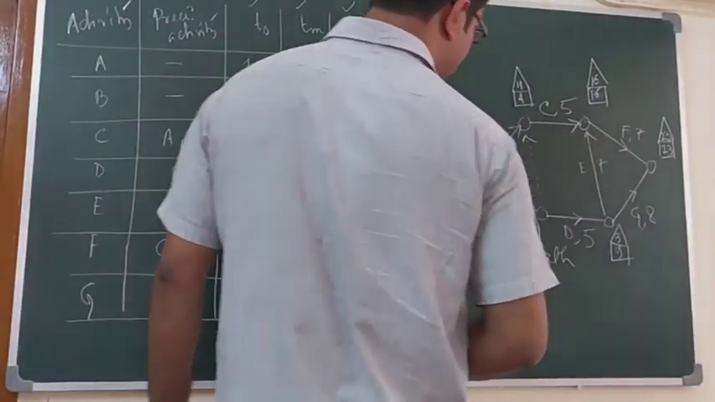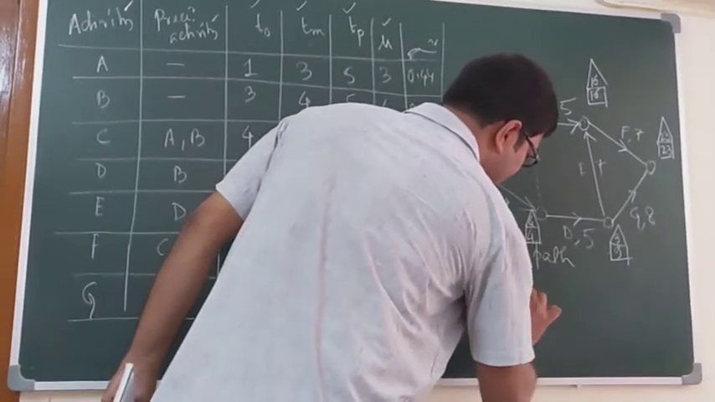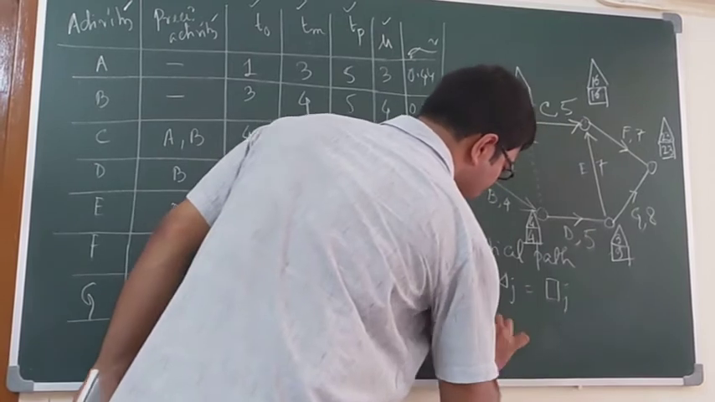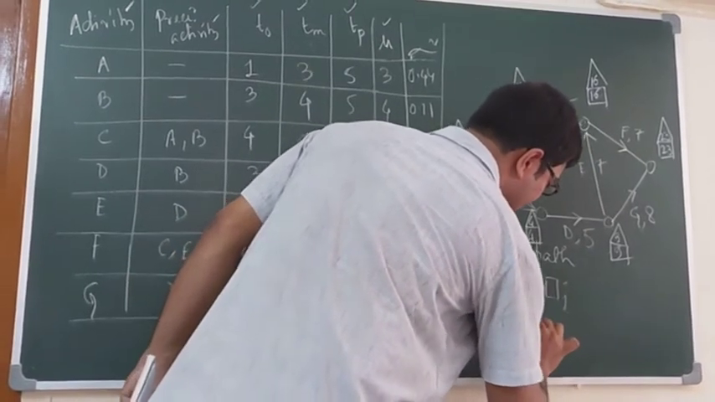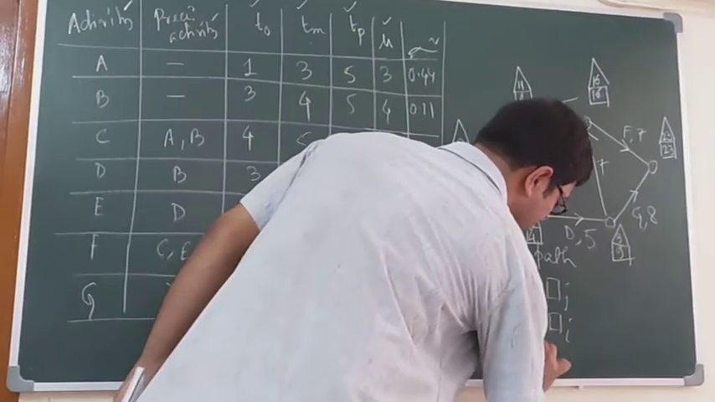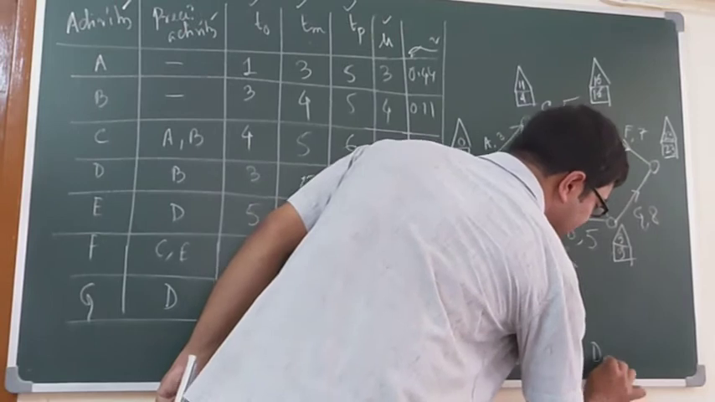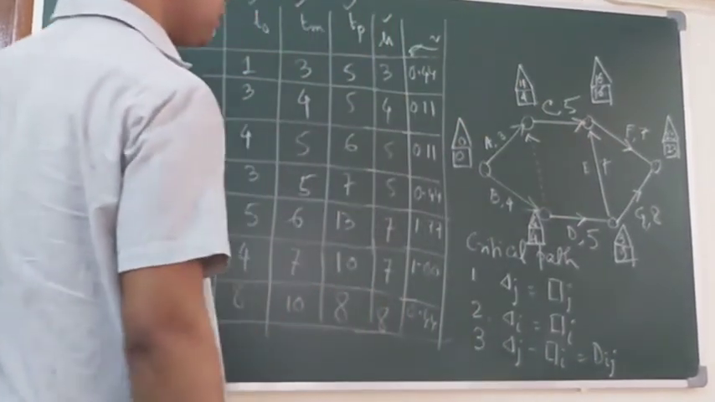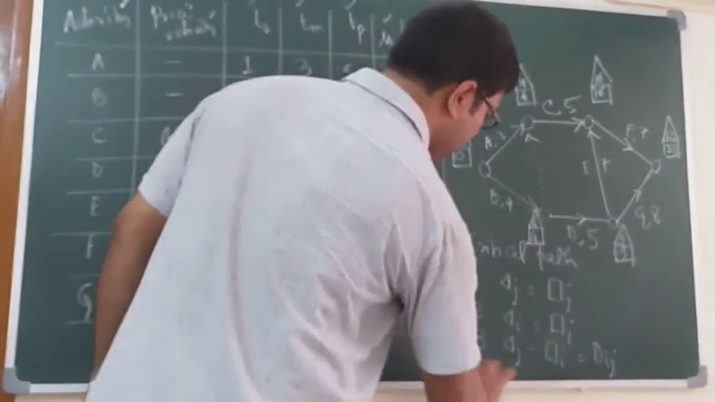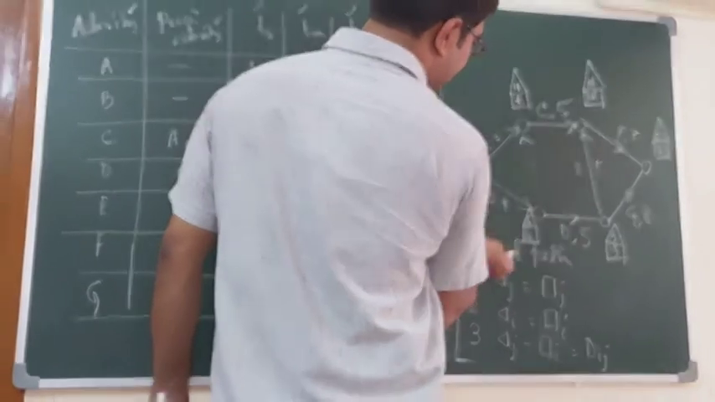So now we have to calculate the critical path. What are the conditions? First condition is the triangle J is equal to box J. Second condition is the triangle I is equal to box I. And the third condition is that triangle J minus box I is the duration of the activity Dij. So these are the conditions. Using these three criteria, we can easily compute the critical path.